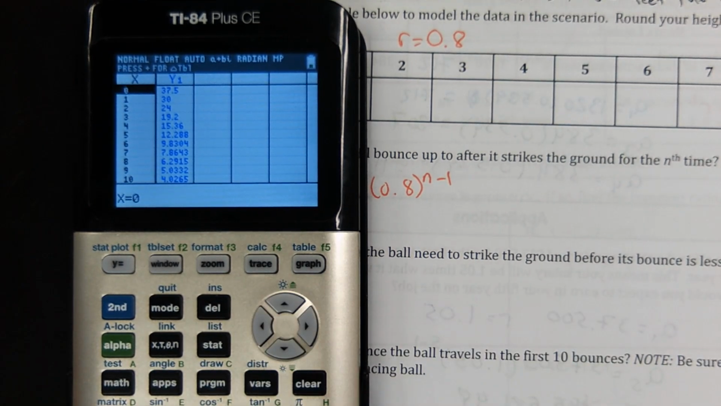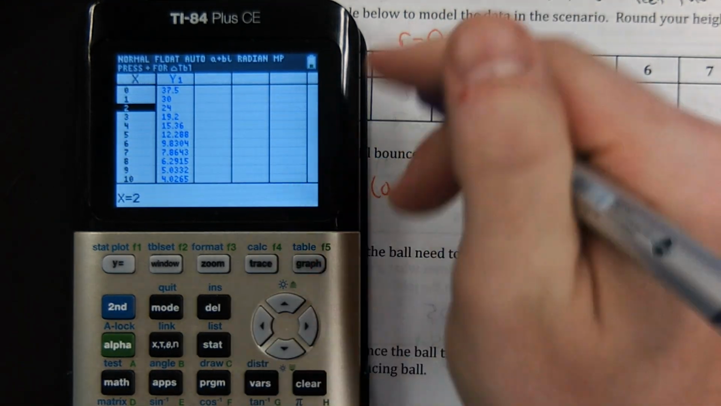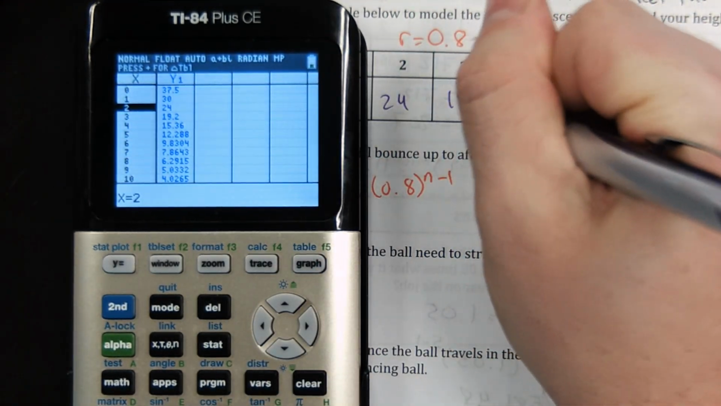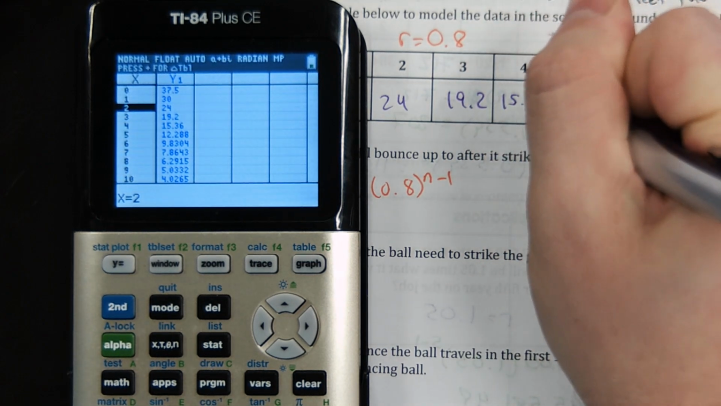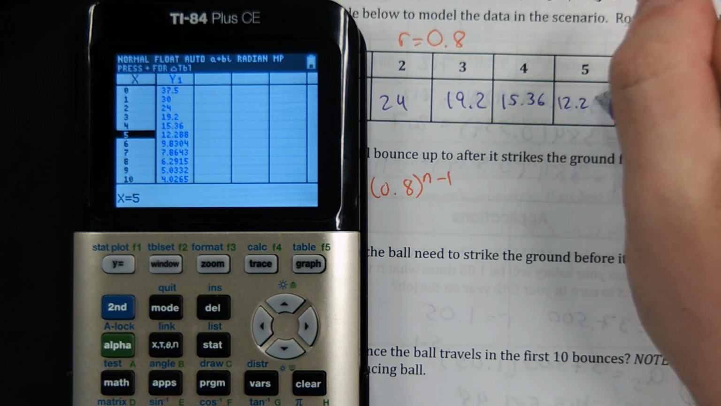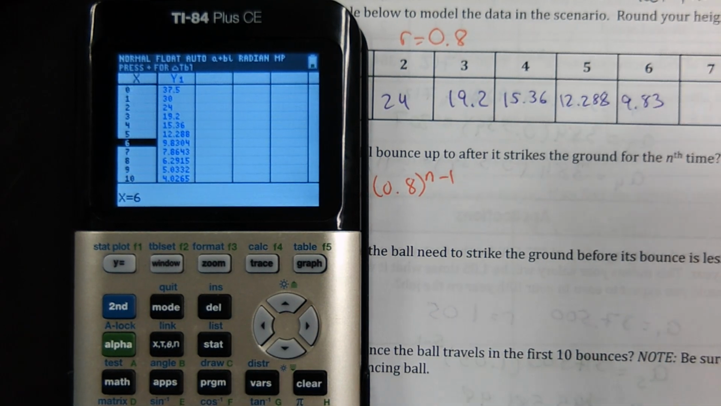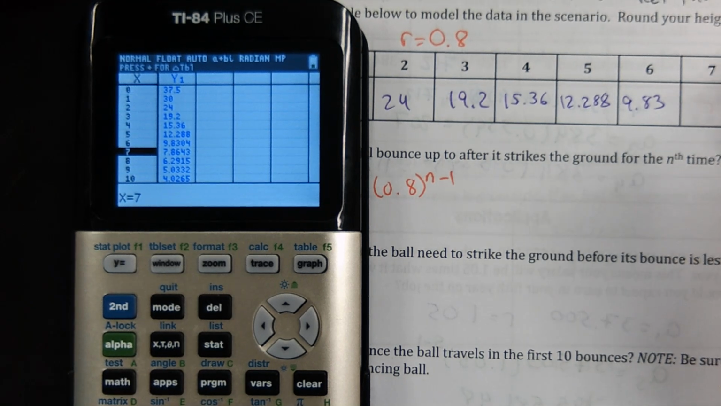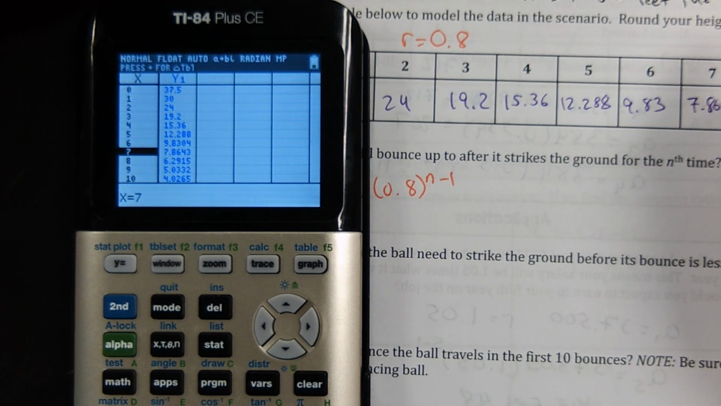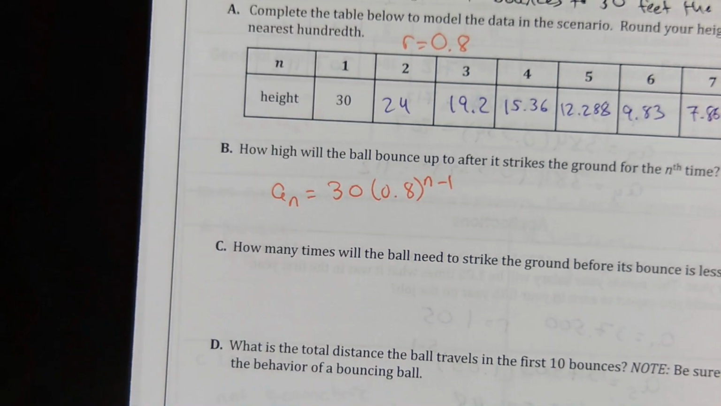Oh, clearly the table was 37.5 feet. Whatever. Here we have our numbers: 24, 19.2, 15.36, 12.288. Round to 3 decimals, that's going to be 9.83. Round to 3 decimals, 7.864. Suck it in, math, get skinny. And 6.292. So much faster than actually multiplying all that out.